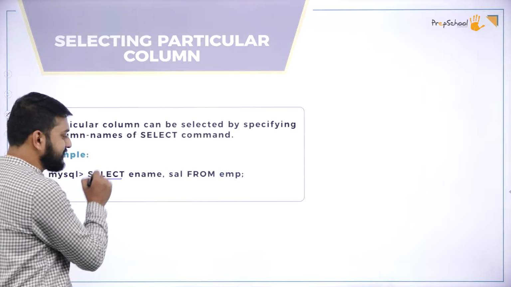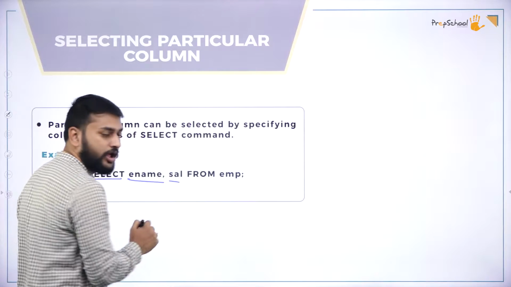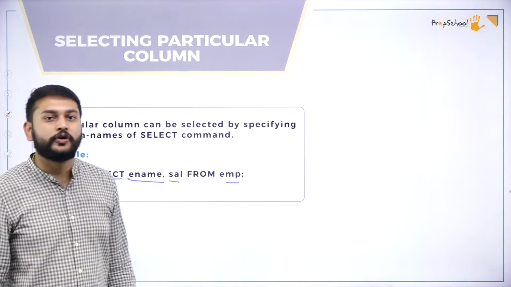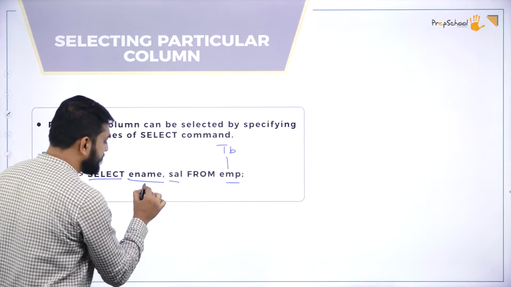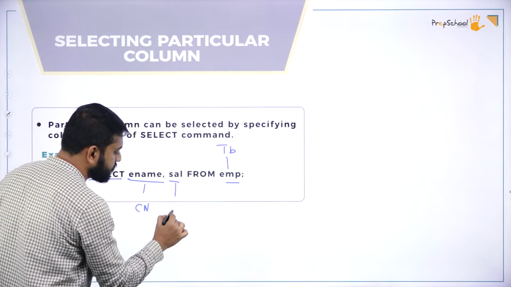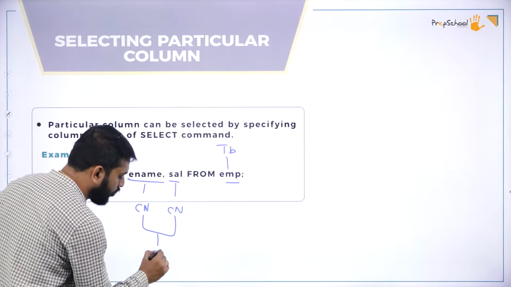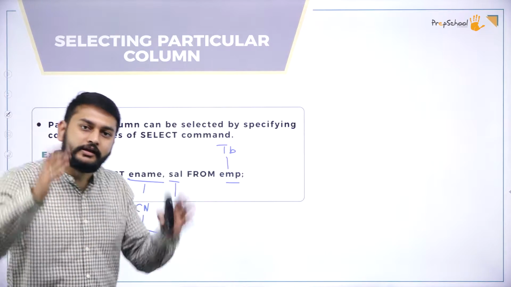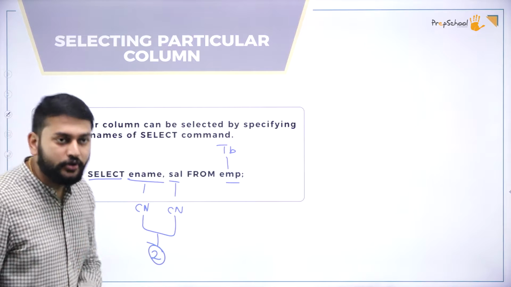Look here, select. I am just writing e name, comma, sal. I'm just selecting only 2 columns from EMP. That is what you have to understand. What is EMP? EMP is a table name. This is table name. This is column name. This is also column name. How many columns we are selecting? We are selecting 2 columns. What we are selecting? The complete data we have in the entire 2 columns we are trying to select. That's it. So that's what you have to understand.